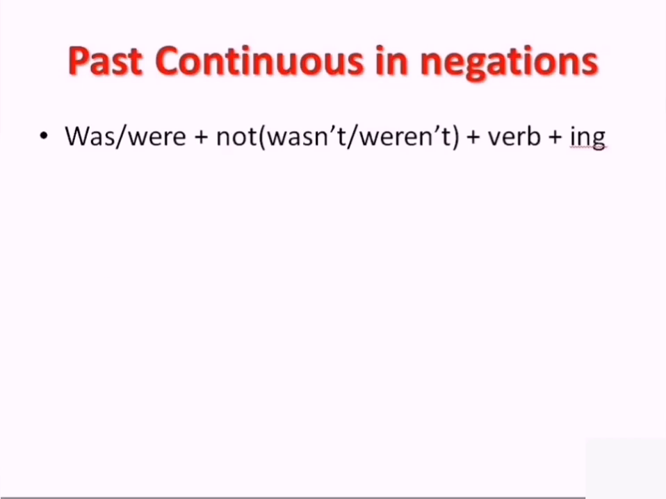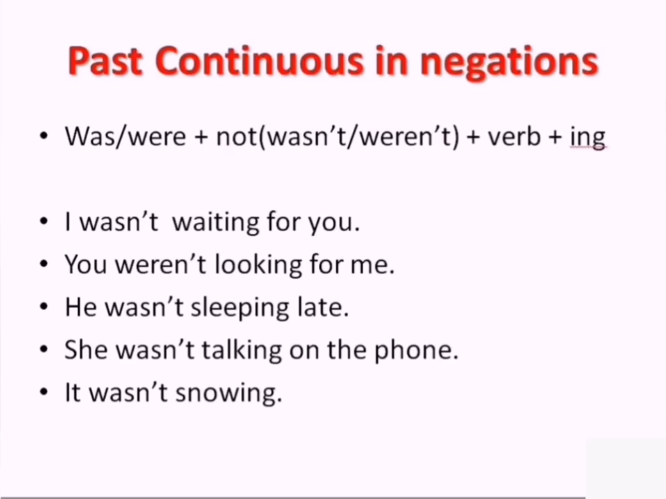Now let's have a look at the past continuous in negation. Again, we use the past simple form of the verb to be, so either was or were, but we add not to it, contracting it into wasn't or weren't, the base form and ing. I wasn't waiting for you. You weren't looking for me. He wasn't sleeping late. She wasn't talking on the phone.